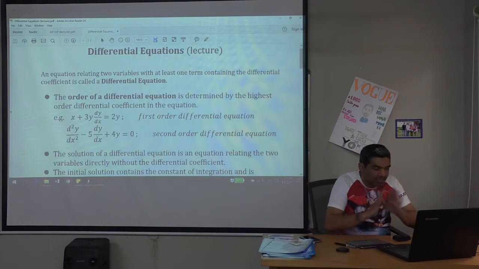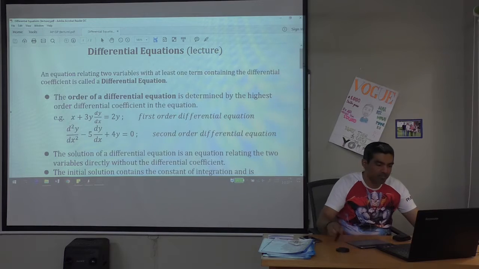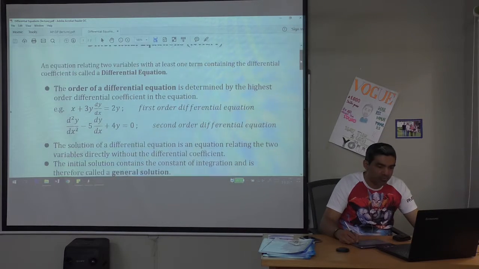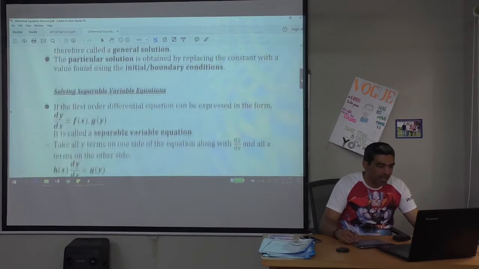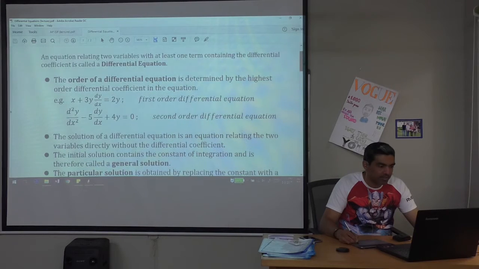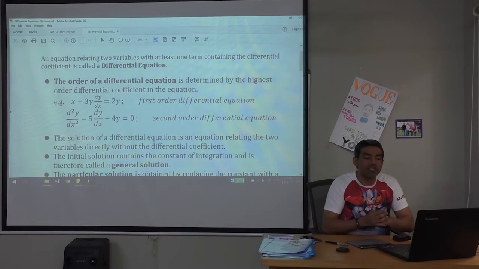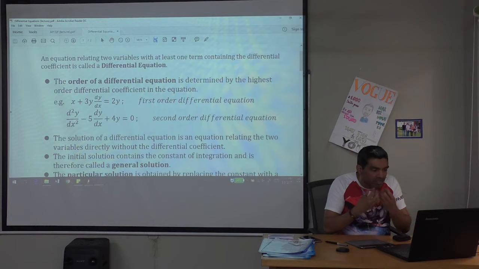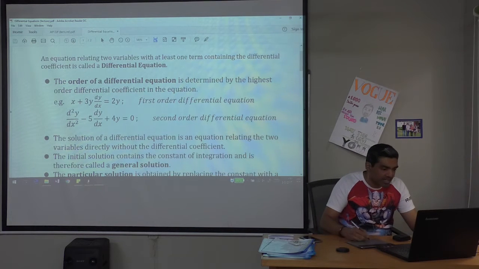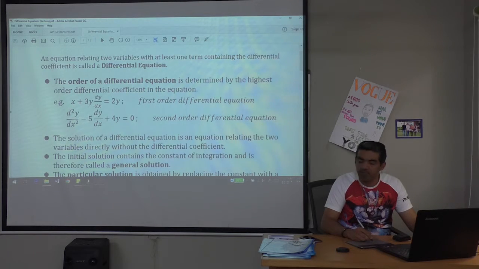Okay, so differential equations are basically equations in which you have the rate of change in a variable. An equation relating two variables with at least one term containing the differential coefficient is called a differential equation. Like this is a differential equation because it has the differential of y with respect to x in it. Then this is a differential equation where there is a second order derivative involved, there is a first order derivative involved. These are all differential equations.